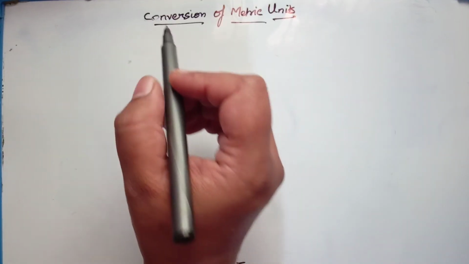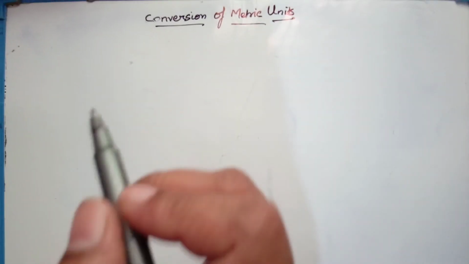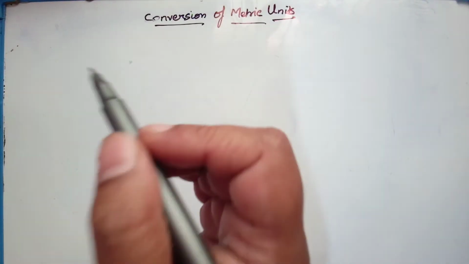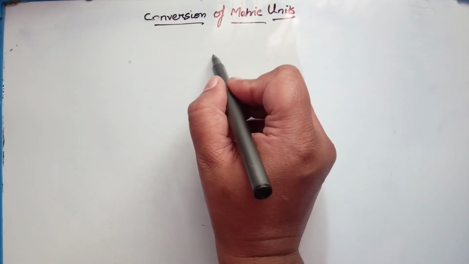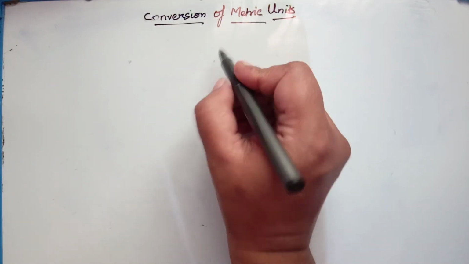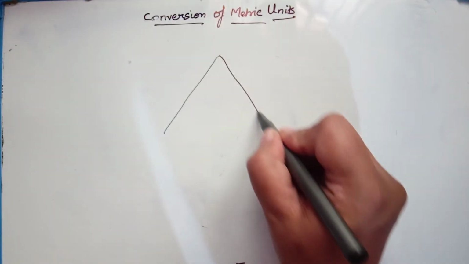Now, in today's class, we will see conversion of metric units. Children might find it very difficult to convert the metric units by the usual method. So now I will explain it through a diagrammatic method so that it makes them easily understand and can use it in the examination also.